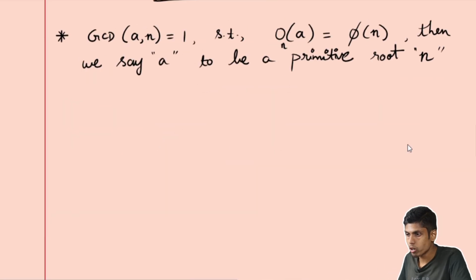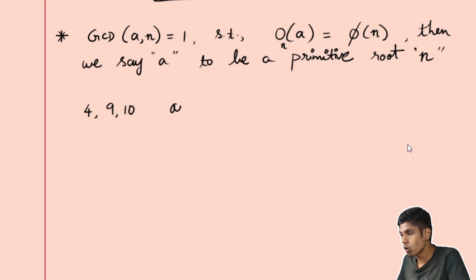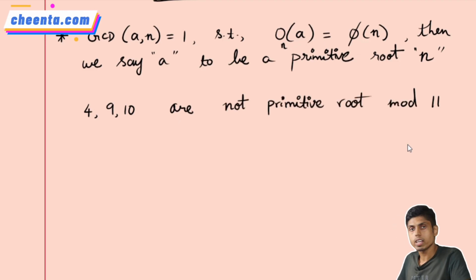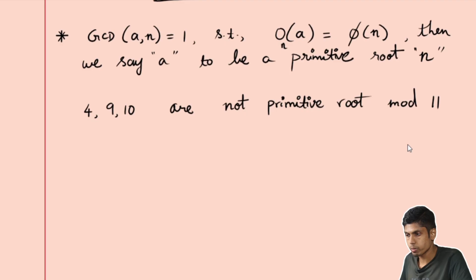So if you work more, you will be able to derive that 4, 9, 10 are not primitive roots modulo 11. But still there are primitive roots modulo 11. For example, you can take 2, you can take 7, you can take 8. They are primitive roots modulo 11.